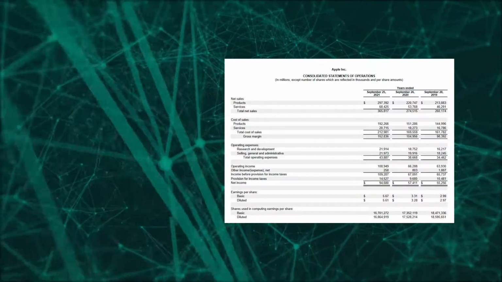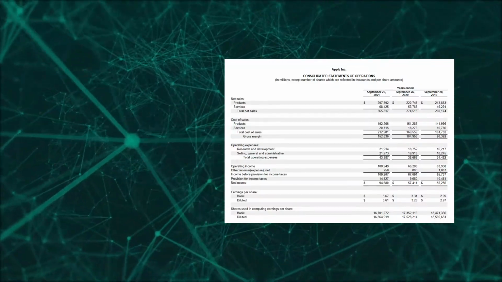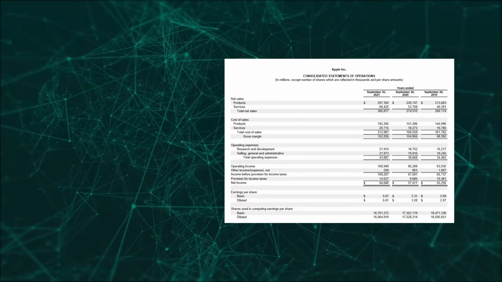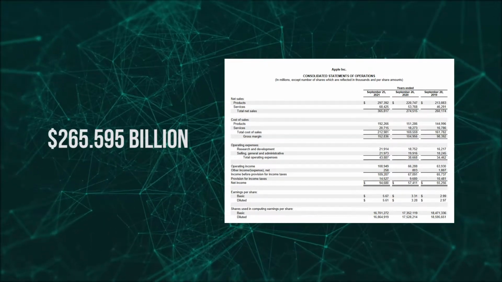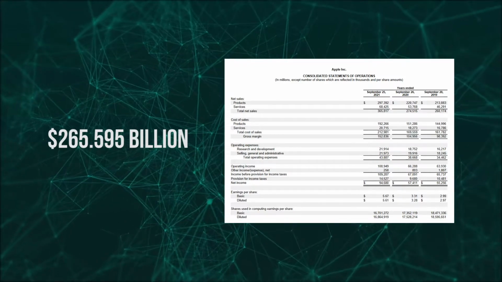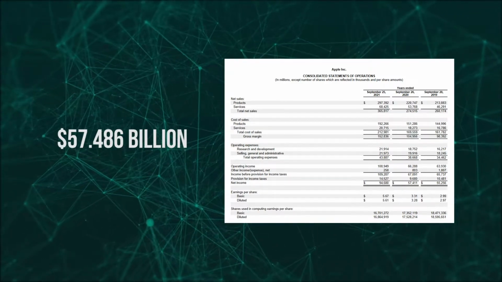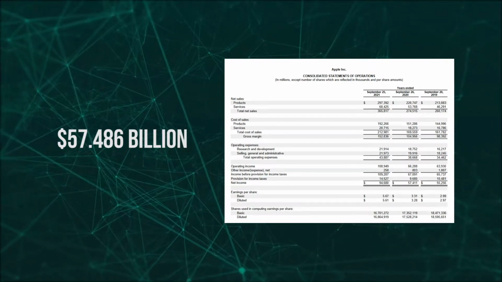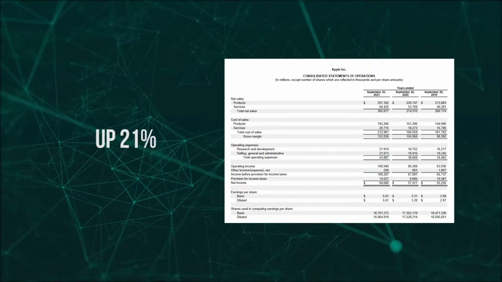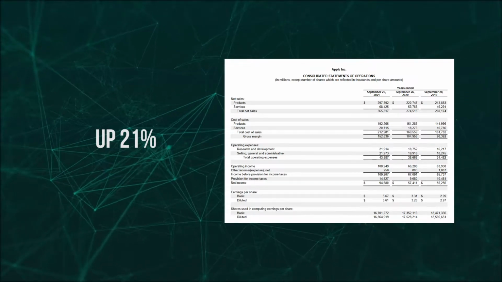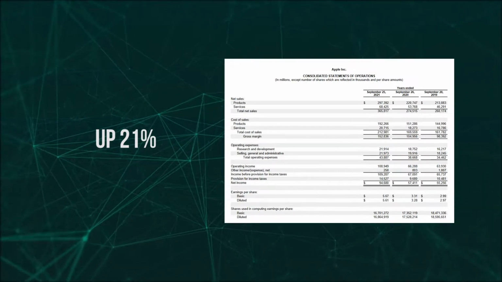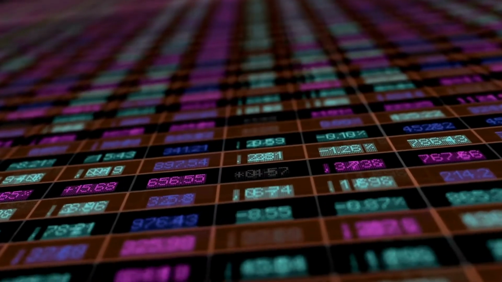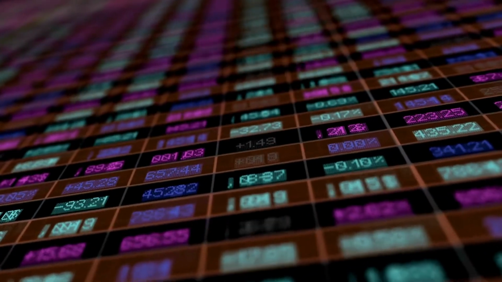Apple Incorporated's income statement for the fiscal year ended September 30, 2022 showed total revenue of $265.595 billion and a net income of $57.486 billion. Apple's total revenue for the fiscal year was up 21% from the previous year, while its net income was up 36%. The main components of Apple's income statement include total revenue.